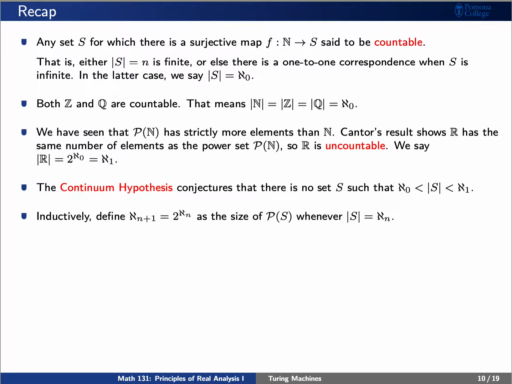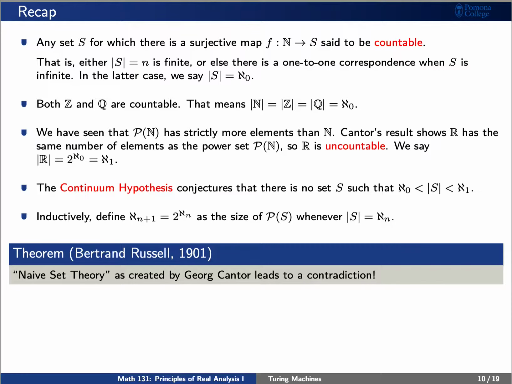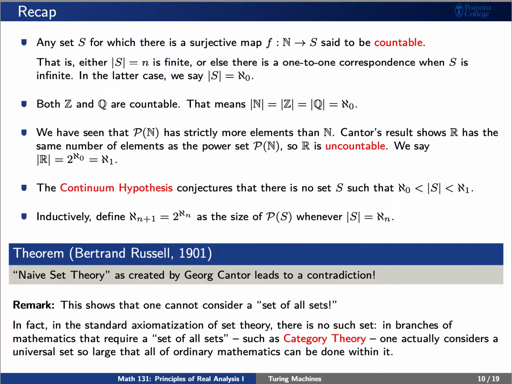Inductively, we'll define Aleph sub n plus 1 as the size of the power set of a set S that has cardinality Aleph sub n. Russell proved in 1901 that naive set theory, as defined by Cantor, eventually leads to a contradiction. The idea is that one really cannot consider the set of all sets. In some sense, the set is too large. Actually, one can get around this by defining what's called category theory. Indeed, this was really defined to make sure that set theory really has a firm foundation.